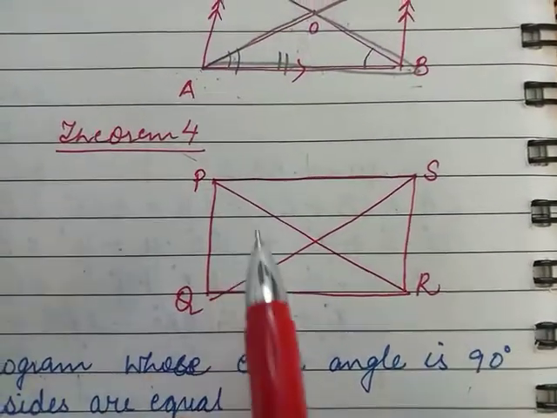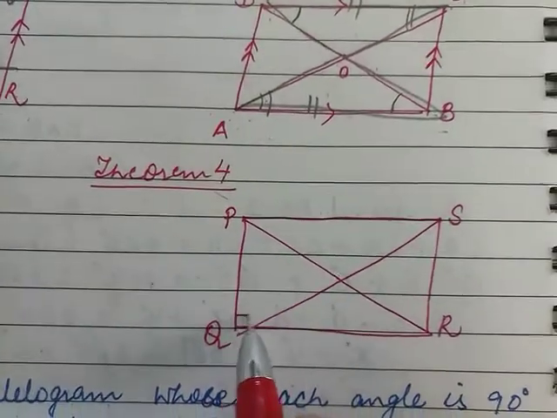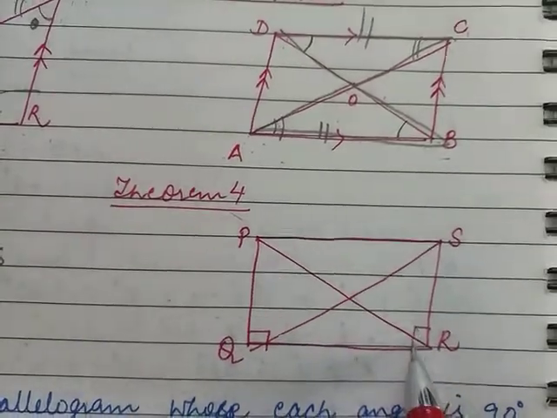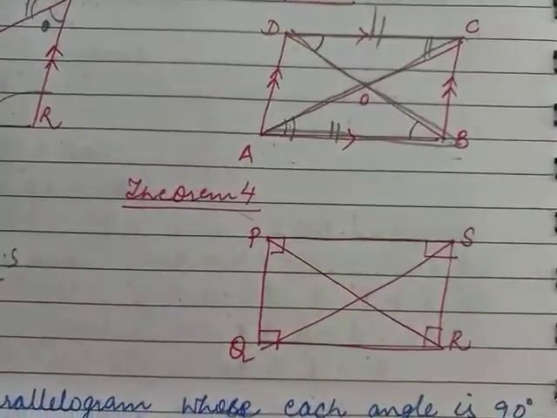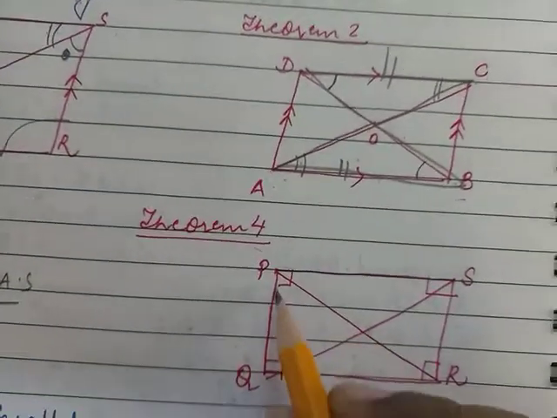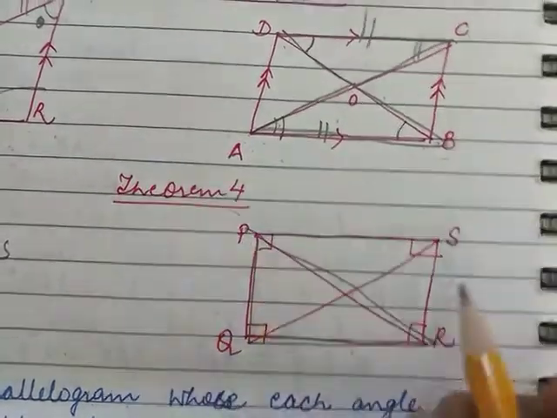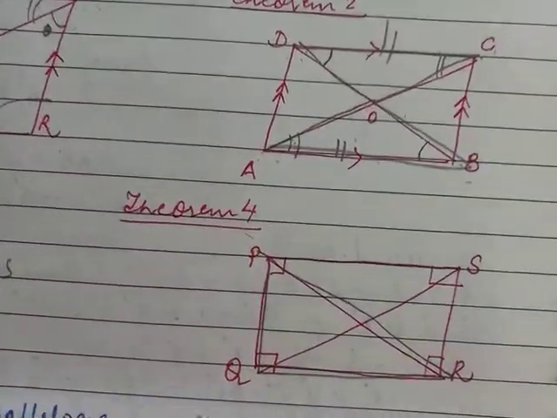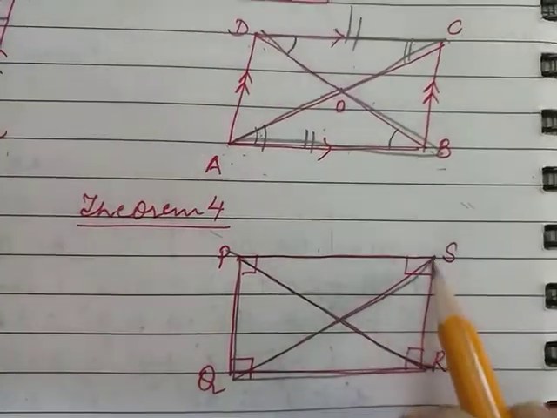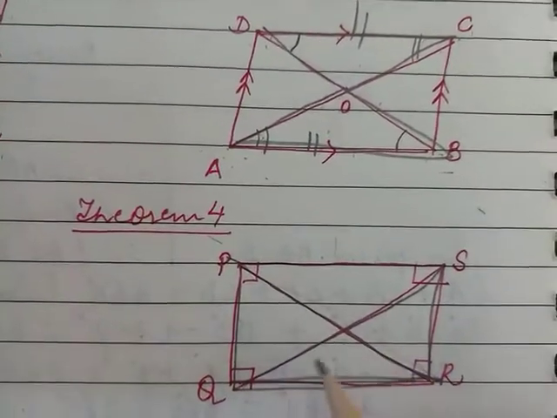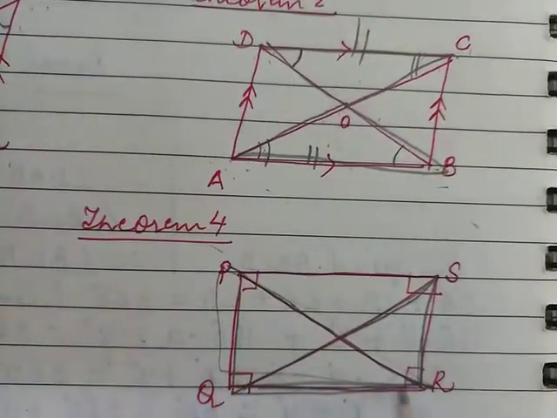We are given a rectangle PQRS. It's a rectangle, so each angle measures 90 degrees. Now which two triangles am I going to consider? I consider triangle PQR and triangle QSR. I am taking these two triangles.